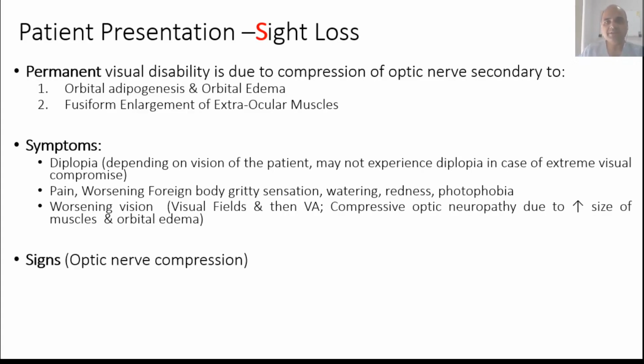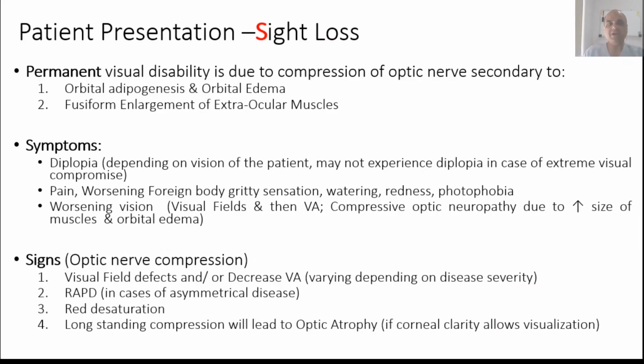What are the specific signs of optic nerve compression? You have visual field defects or decreased visual acuity depending upon the severity of the disease. Visual fields are obviously affected first. Visual acuity is affected after. RAPD would be seen in case of asymmetrical disease, and remember, thyroid eye disease can be very asymmetrical. In fact, so much so that the number one differential for unilateral proptosis is thyroid eye disease.